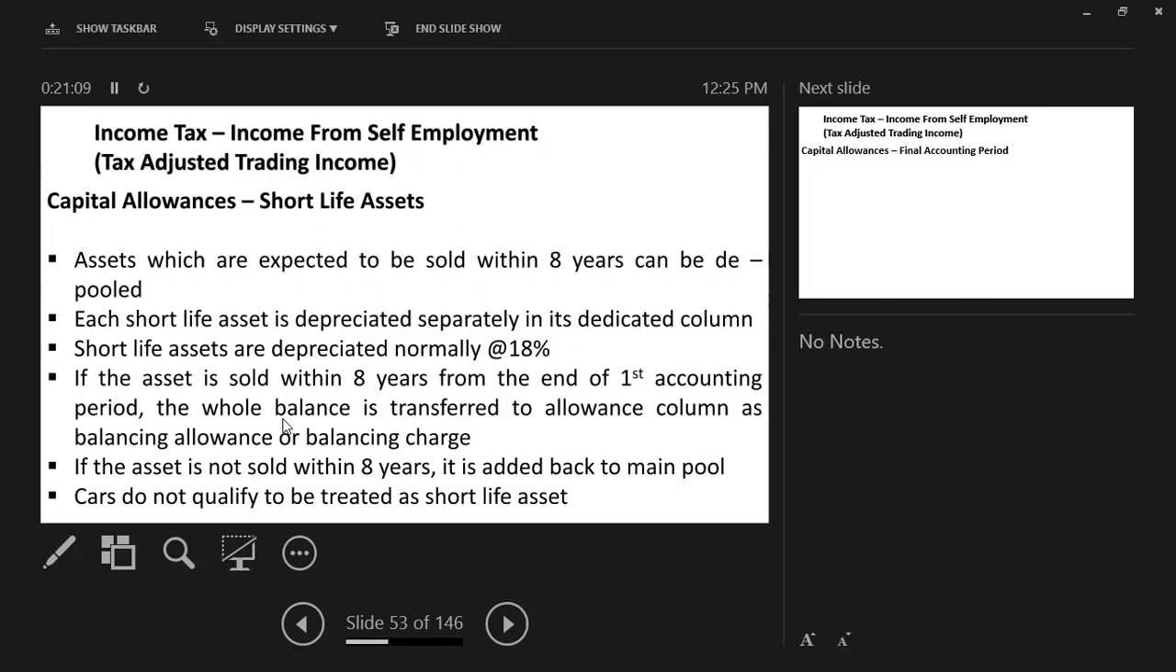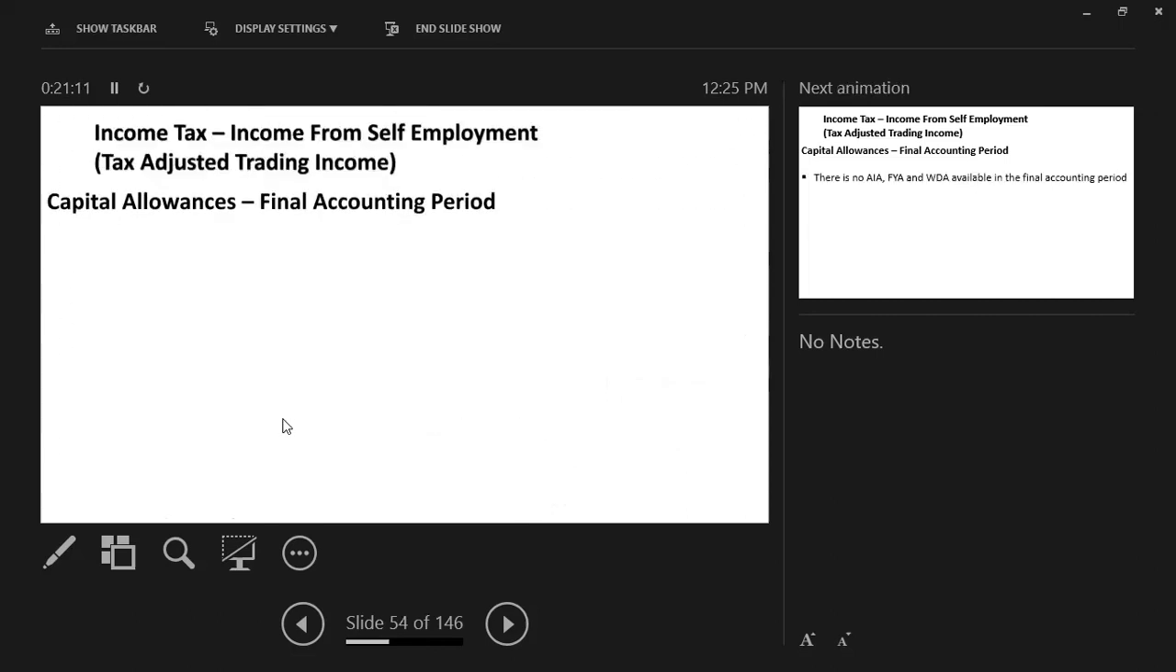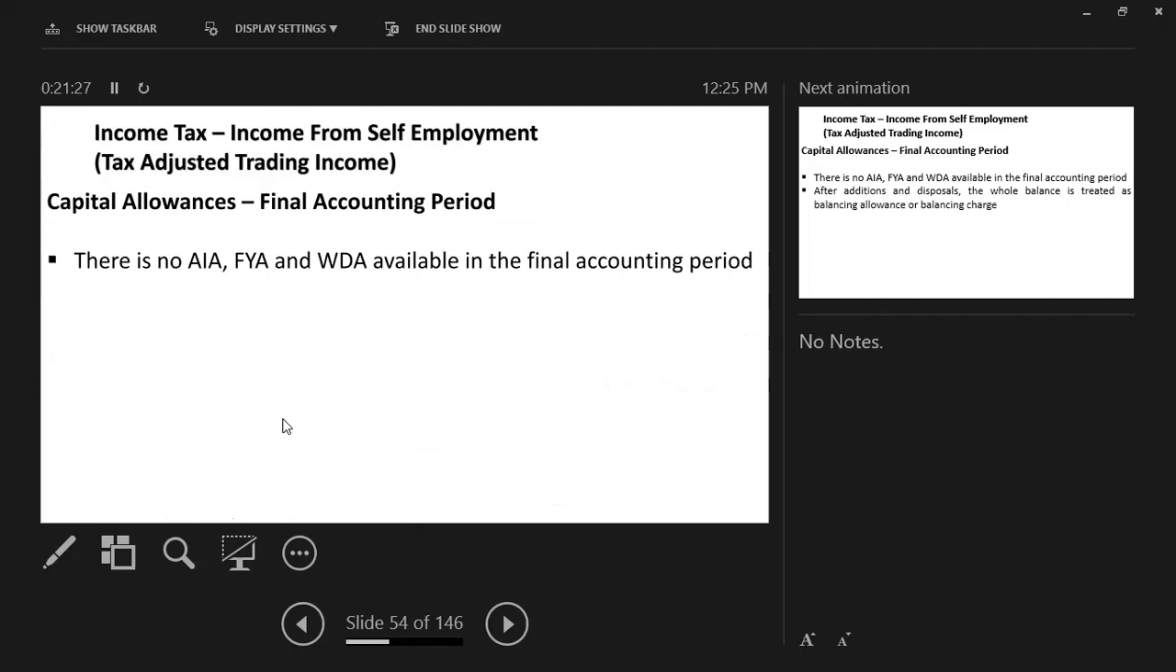Okay. So next, please give heading final accounting period. We are still discussing the capital allowances, but what are the capital allowances in the last accounting period? We call the final accounting period. Right, first point. There is no AIA, FYA, and WDA available in the final accounting period. And in last period, we do not charge any of these allowances.